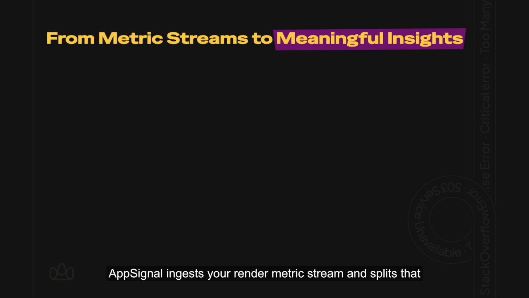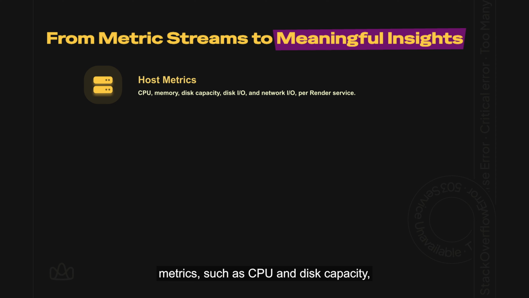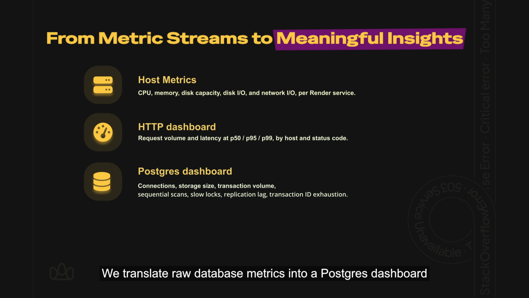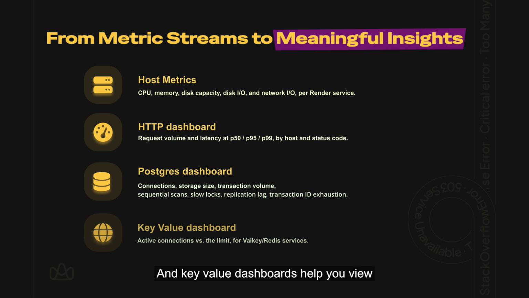AppSignal ingests your Render metric stream and splits that data into easy-to-understand signals that give you full observability into your Render apps. For example, we show you critical host metrics, such as CPU and disk capacity, so you can understand how your infrastructure is performing. We give you real-time insights into your app's traffic with HTTP insights that help you understand request volume and latency. We translate raw database metrics into a Postgres dashboard that gives you at-a-glance insights into your database health. And key value dashboards help you view active connections versus your limits, so you can make sure services like Redis are running efficiently.